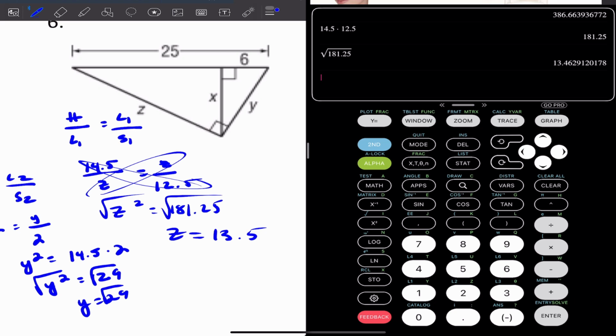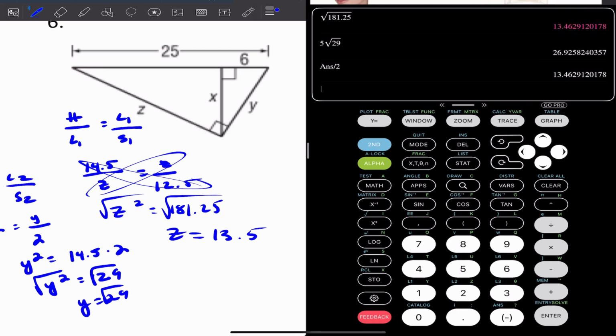So let me go ahead and verify with the key. What do they have on the key? Okay, so they have Z is equal to 5 root 29 over 2. Let me just see that. Yeah, that's the same answer. Okay, perfect. Z is equal to 13.5 it is.